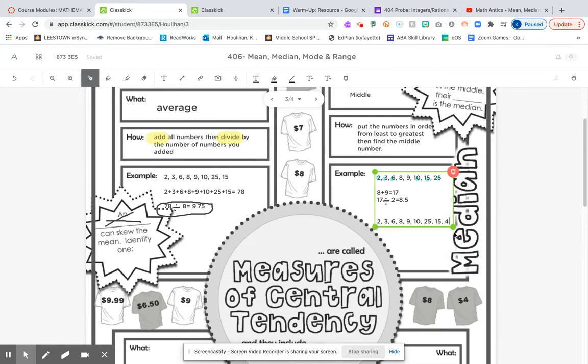We need one more data set. So I'm going to show you if you had an odd number. So here's my numbers I have. I need to put those in order from least to greatest. So I'm going to do 2, 3, 4, 6, 8, 9, 10, 15, 25. So now I put my numbers in order.